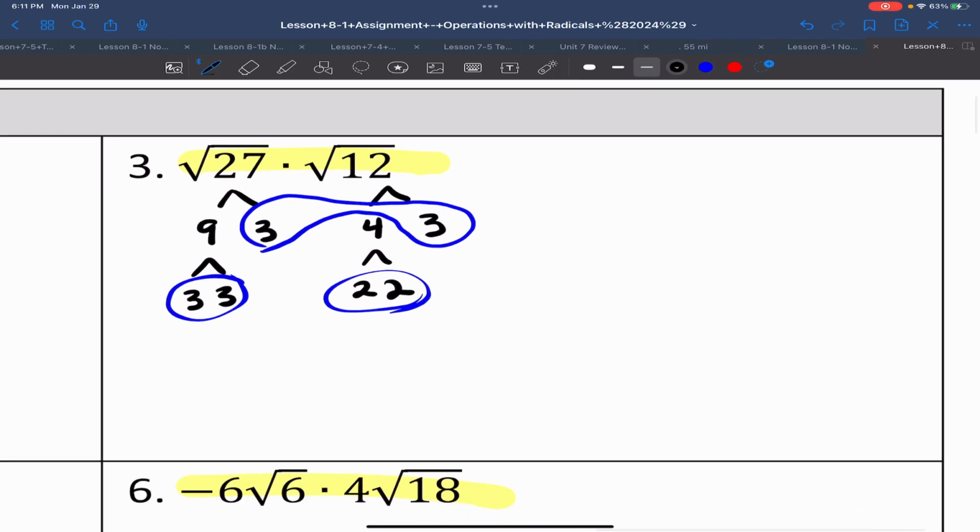So I actually have 3 times 2 times 3 and nothing inside of the square root. I don't see any lonely numbers whatsoever. So I can say that this is 18. So the square root of 27 times the square root of 2, if I multiply that, that's going to give me a perfect square. And I'm going to take the square root of the perfect square, and that's going to give me 18.